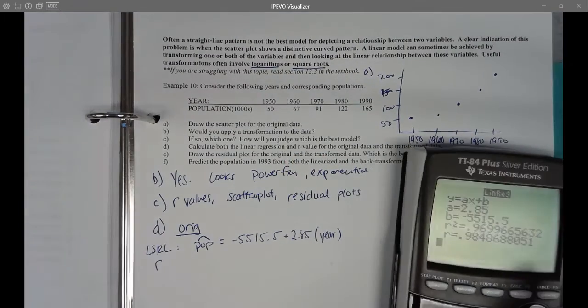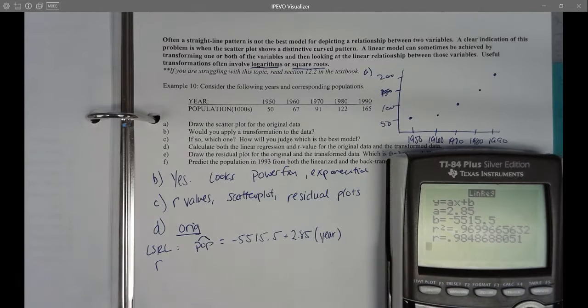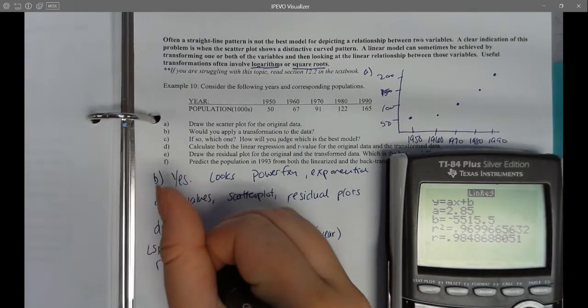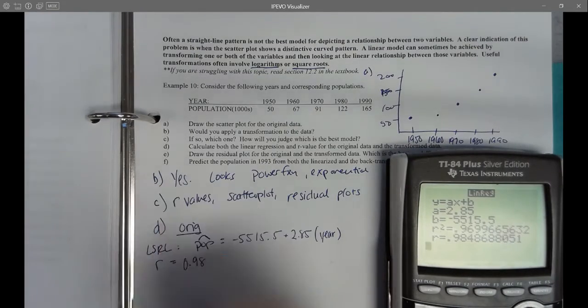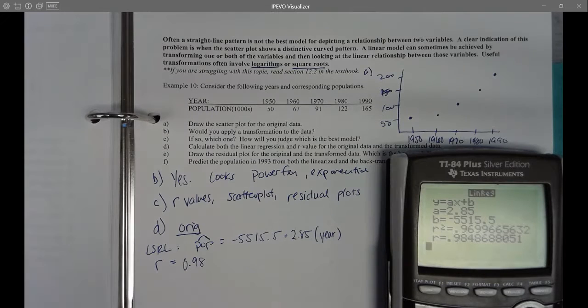Use year as my x variable there. Okay. All right, so there's that. Let's put our R value in there. Our R was 0.98. However, since this is not linear, the R value is essentially useless to us. A really, really strong R value. However, my data is not linear.